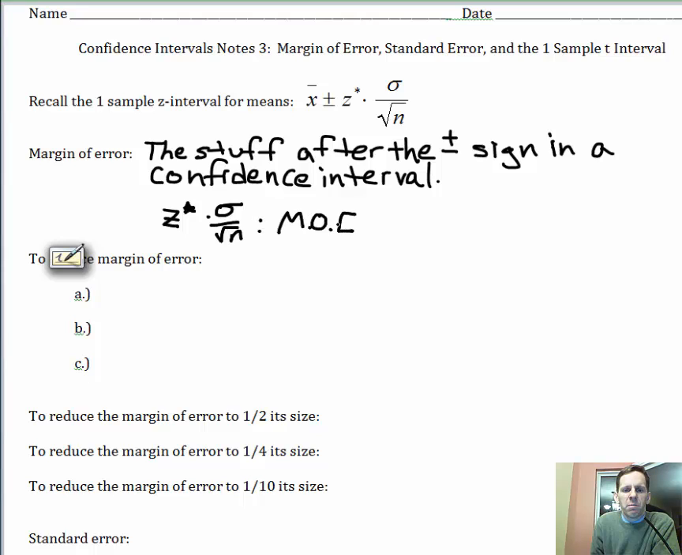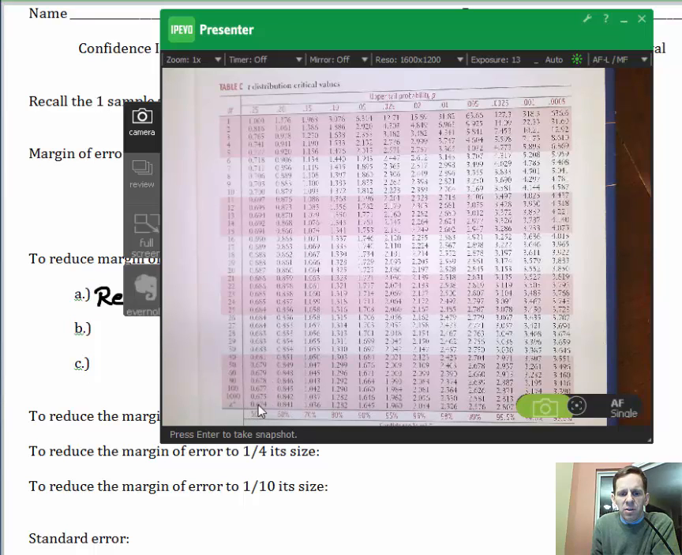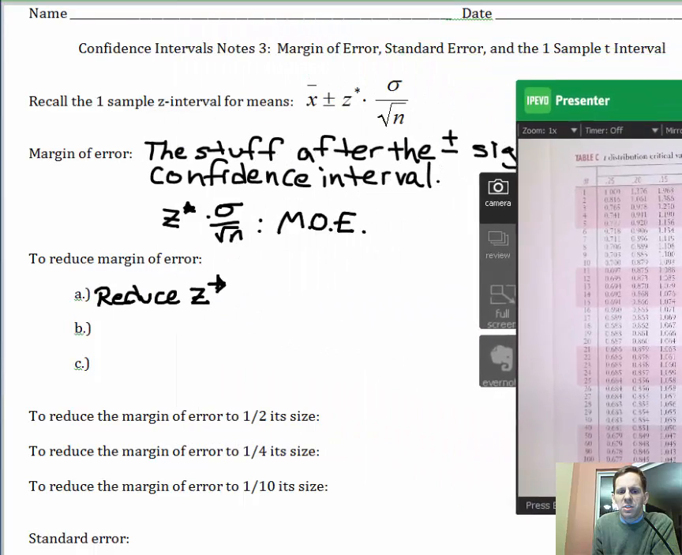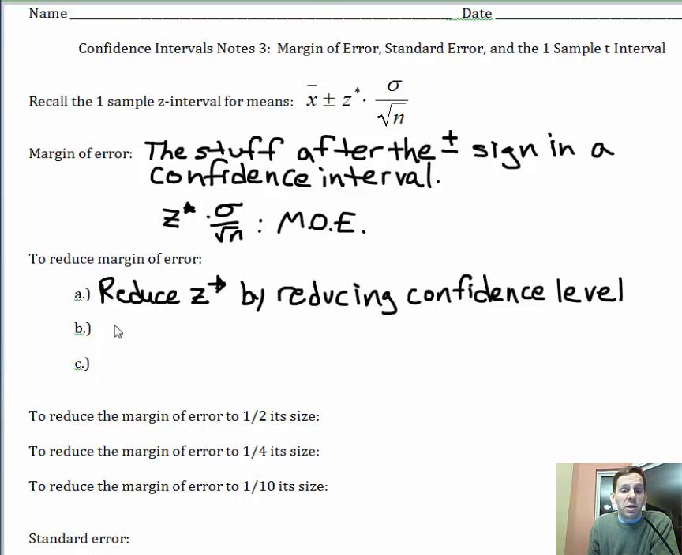I'll abbreviate that MOE. To reduce the margin of error, there are three things that we can do. And the first thing that we can do is we can reduce z star. Now, z star is associated with the confidence level. And if you refer to our chart that we've dealt with earlier, your z star values are basically these numbers here. And to make z star smaller, you're going to be reducing your confidence level. So from left to right, the z star values get bigger as your confidence level gets bigger. And vice versa, if you want to make z star smaller, you can reduce it by reducing the confidence level. However, most of the time we don't want to reduce our confidence level. We want to have a lot of confidence in our answer.